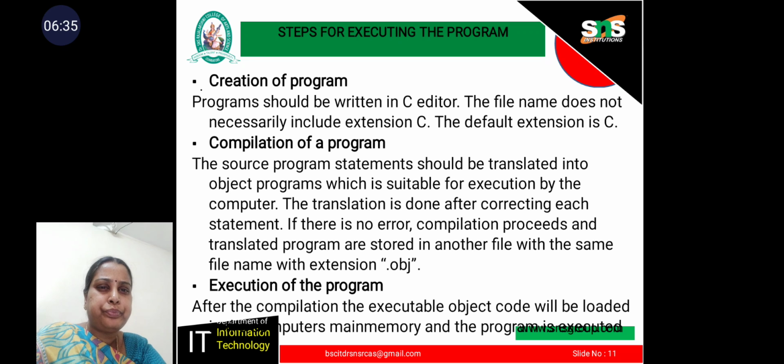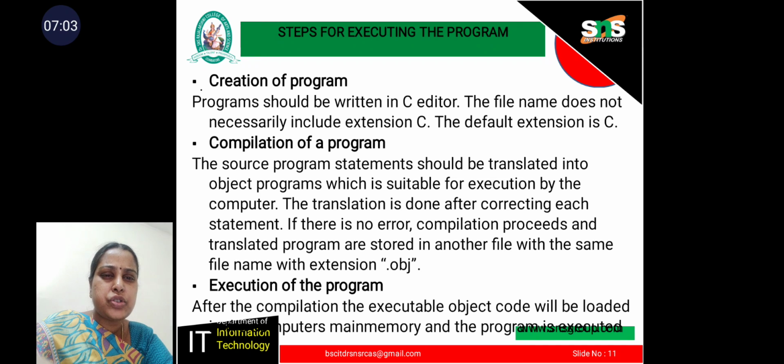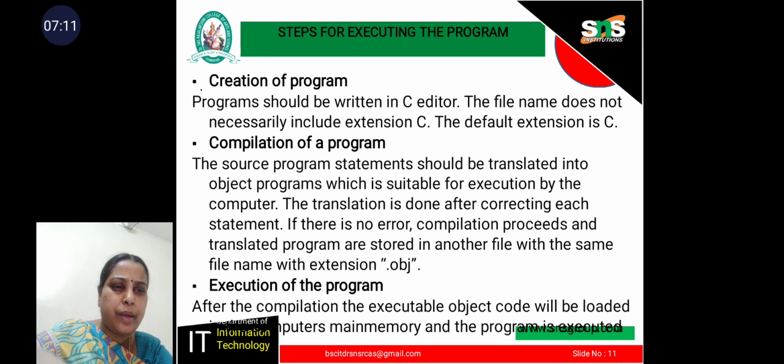Compilation of program. The source program statements should be translated into an object program which is suitable for execution by the computer. The translation is done after checking each statement. If there is no error, compilation proceeds and translates the program and stores it in another file with the same name with the extension OBJ. The OBJ is the object program, that is, machine readable format. Execution of the program. After the compilation, the executable object code will be loaded onto the computer's main memory and the program is executed.